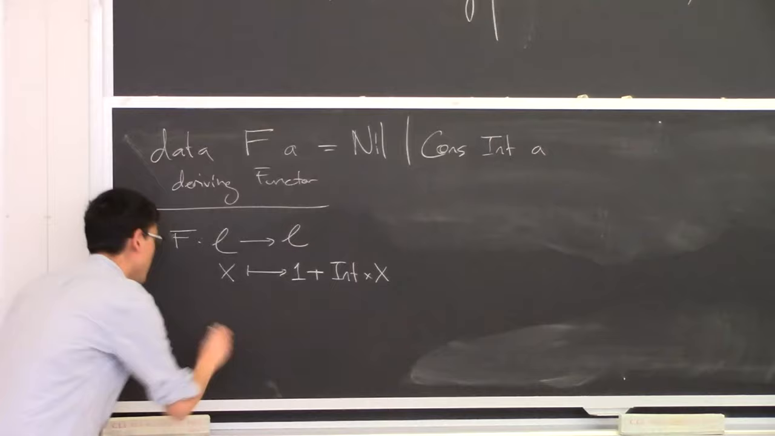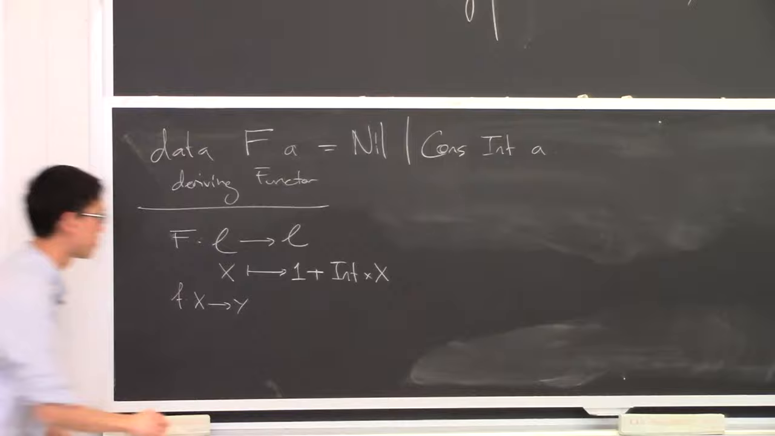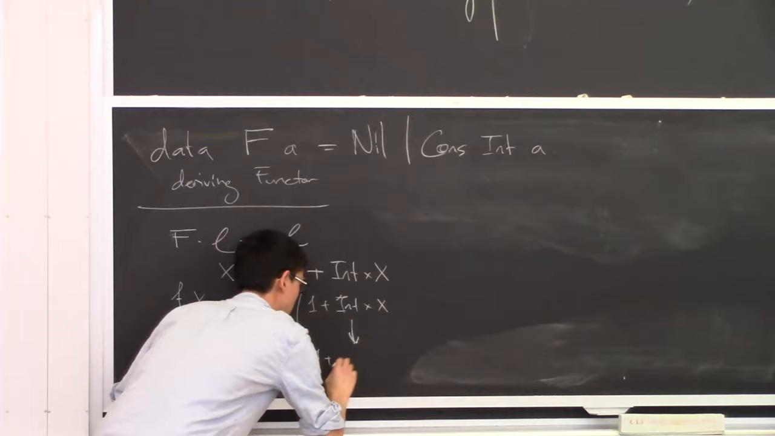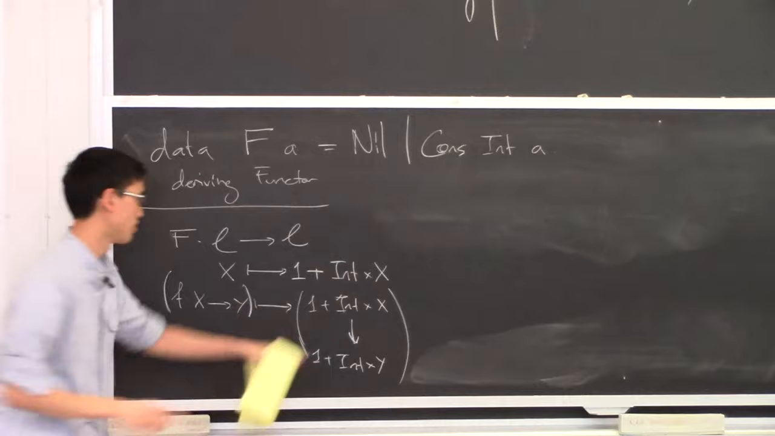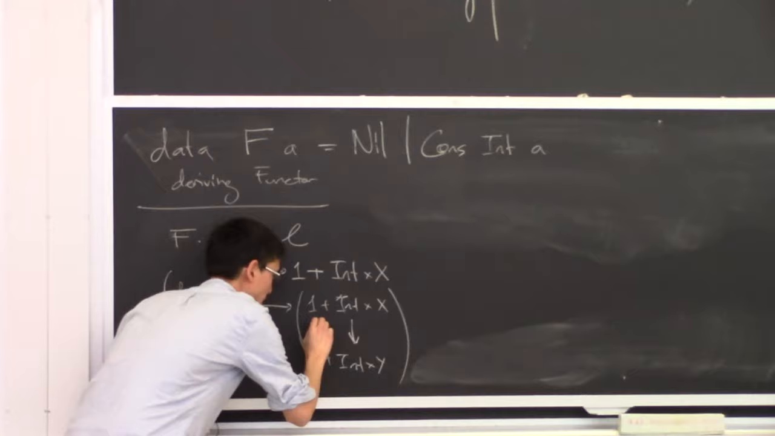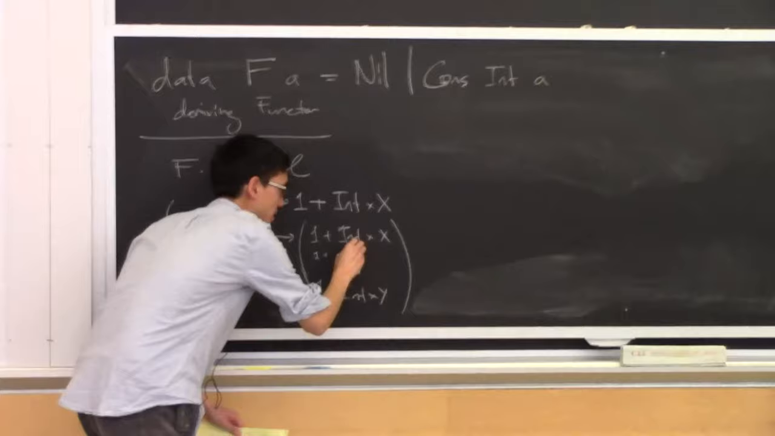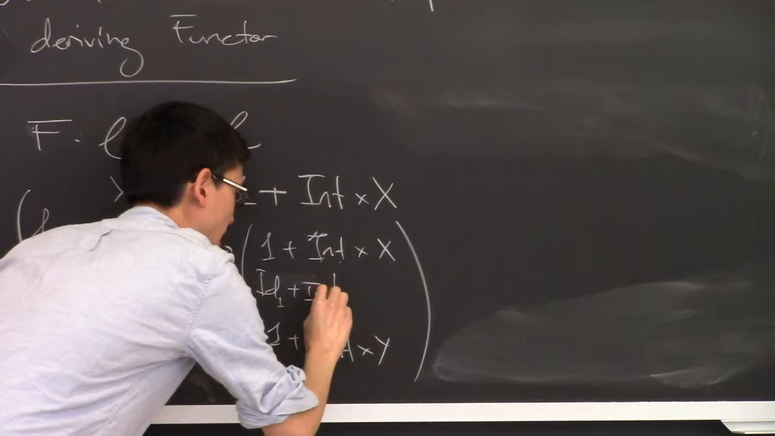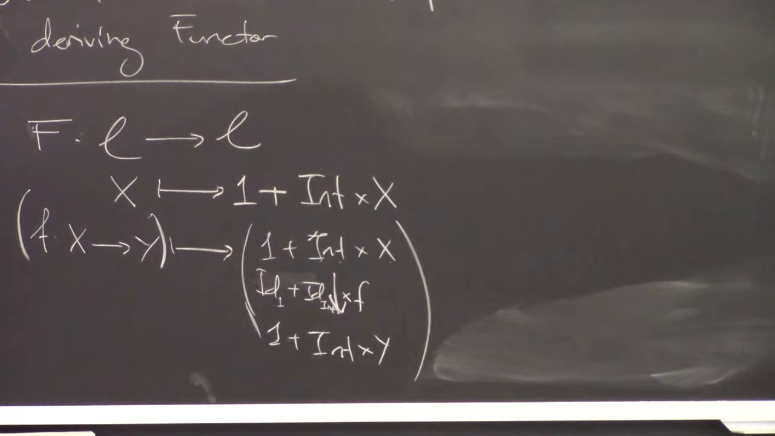And then given a morphism from x to y, so this is fmap. Fmap says I need a map from 1 plus int times x to, I'm going to write it vertically, 1 plus int times y. So what should this morphism do? Well, if it's in this point, then it maps here. And if it's here, we have a pair, an integer and an x. We can retain the same integer, so this is the identity on, sorry, I'm going to change notation. We can take the identity on 1, or we can take the identity on int times f. So this is, in fact, the fmap that this thing will derive.